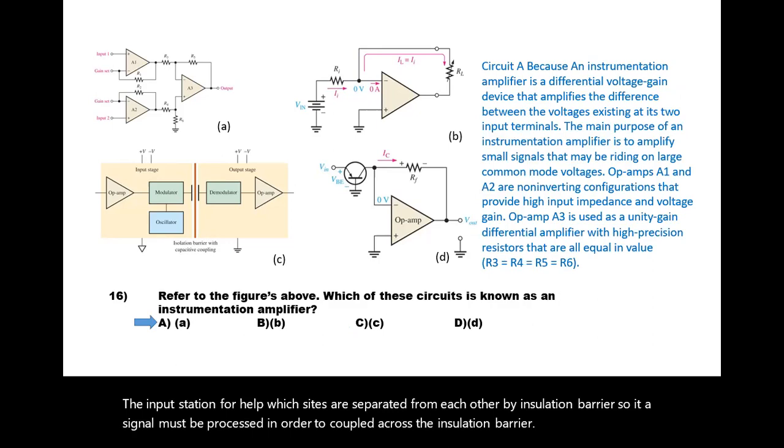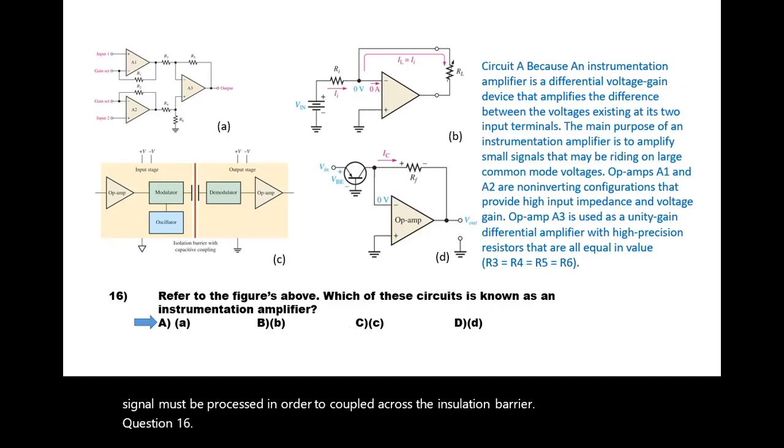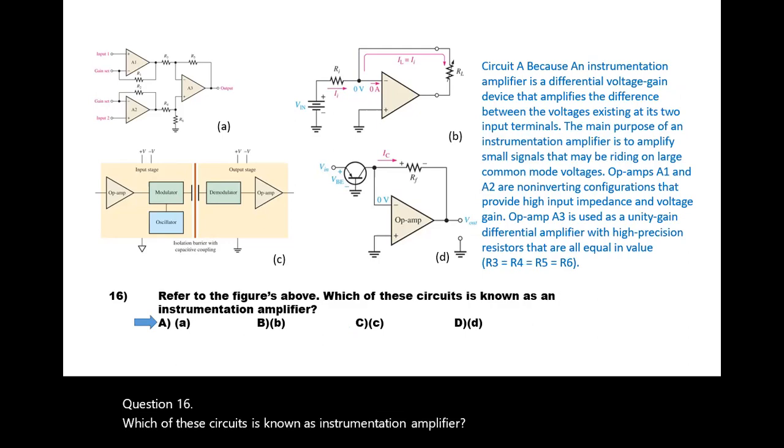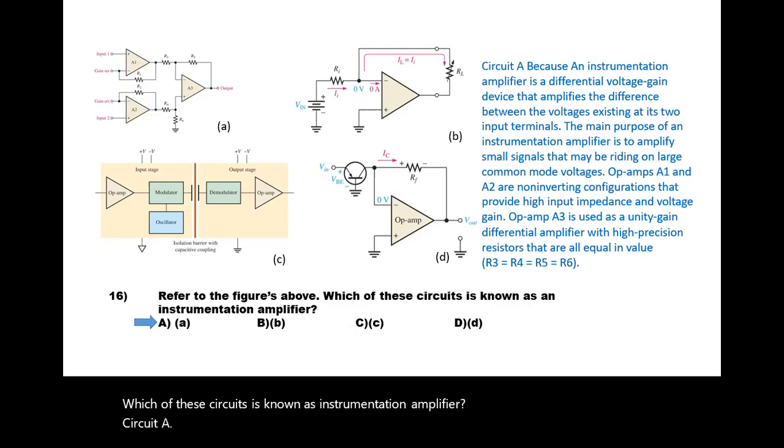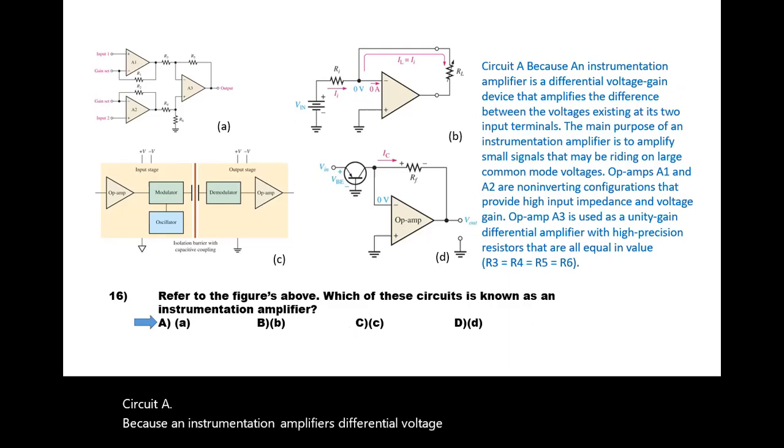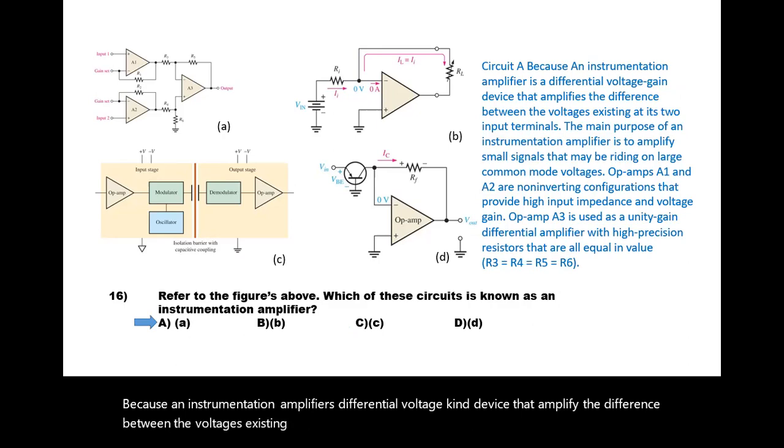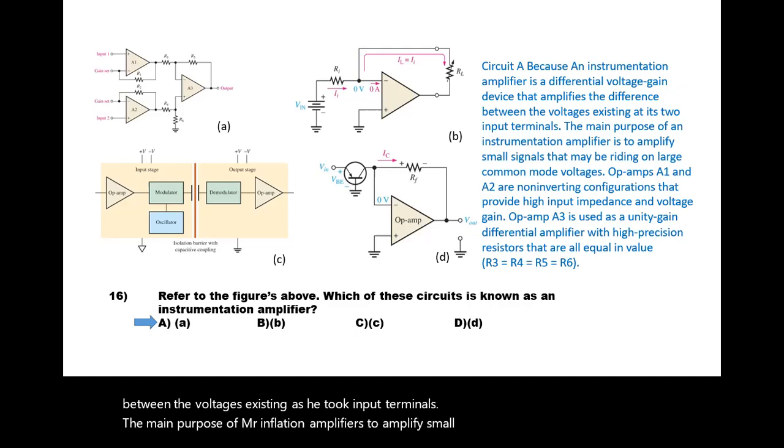Question 16. Which of these circuits is known as an instrumentation amplifier? Circuit A. Because an instrumentation amplifier is a differential voltage gain device that amplifies the difference between the voltages existing at its two input terminals. The main purpose of an instrumentation amplifier is to amplify small signals that may be riding on large common mode voltages.